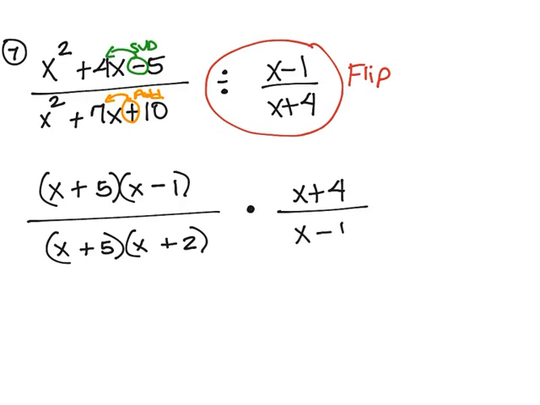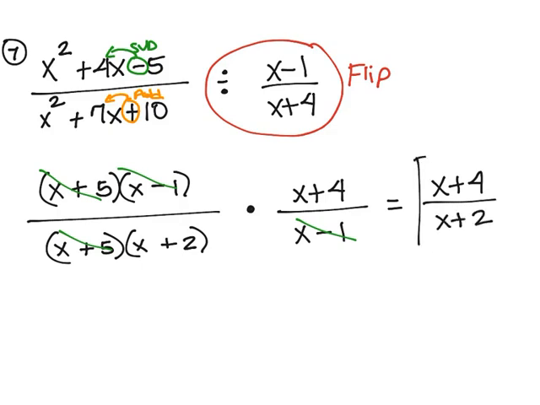Good. Then x minus 1 on the bottom. So who cancels? Good. x minus 1 and the x plus 5s. So left on top, you got x plus 4 over what's left on the bottom? x plus 2. Awesome. And that's your answer. Y'all see that? Questions?